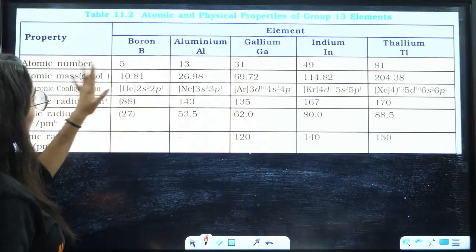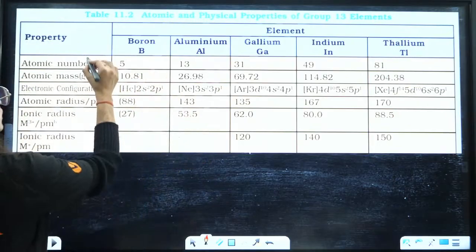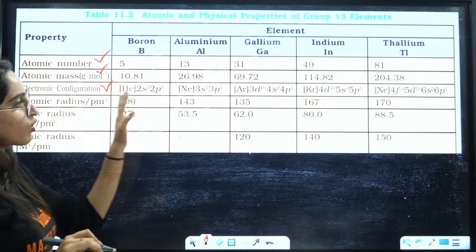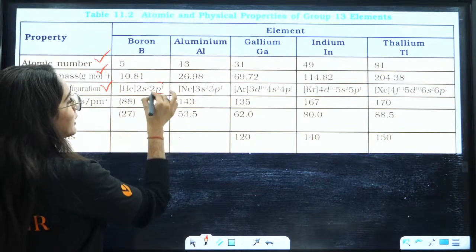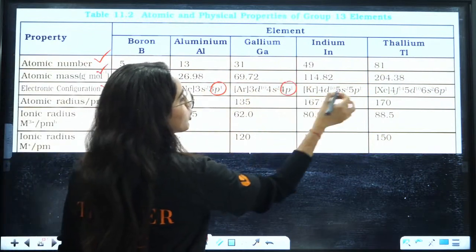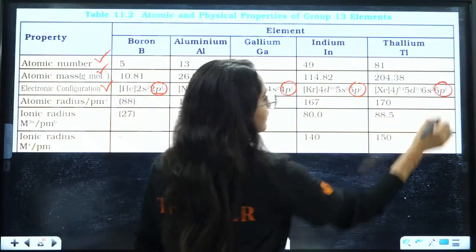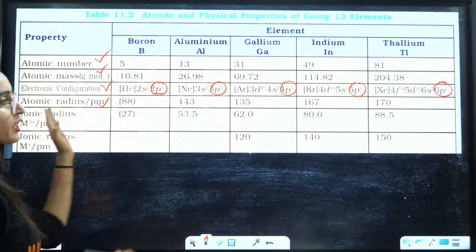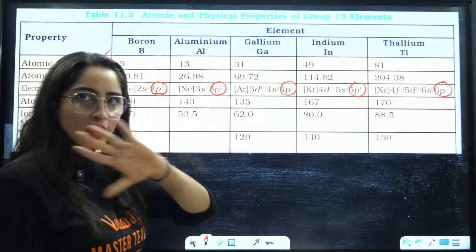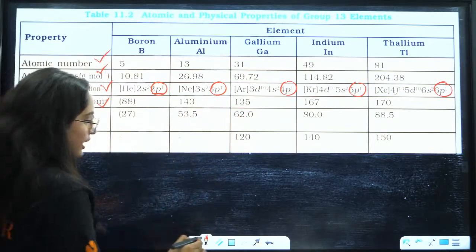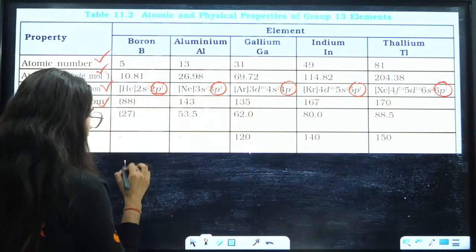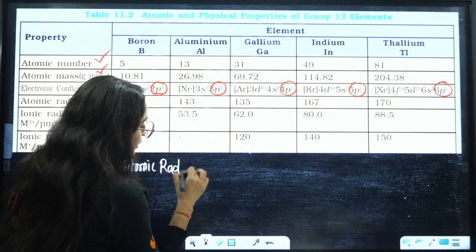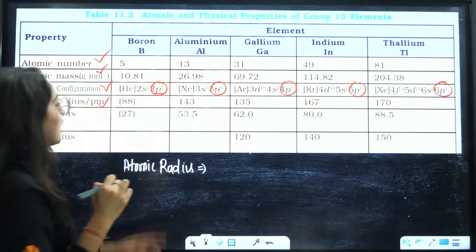Okay. Now, this was the atomic number that you know. Atomic mass is also very easy. Electronic configuration: one electron you will always have in the outermost shell, right? It's just that the number of shells are increasing here. Atomic radius, we have already seen the variation of atomic radius. Here also you can write the variation of atomic radius, right? Because questions are asked from the table.